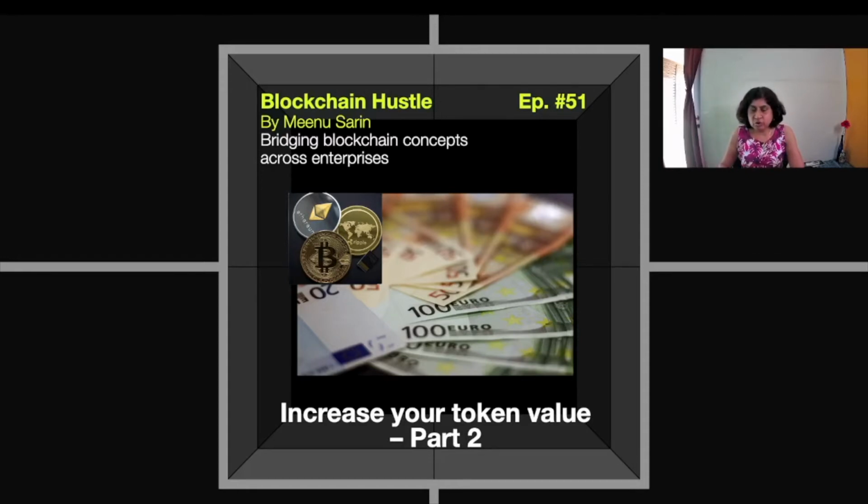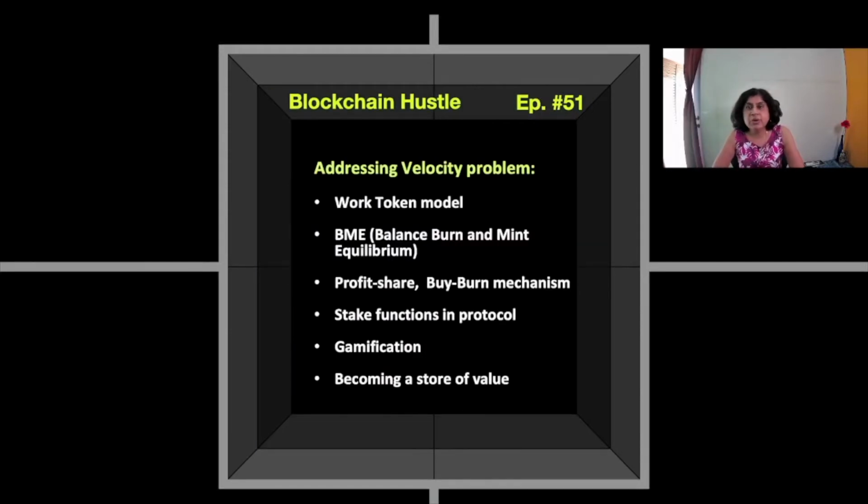Now, we've been talking about a few ways by which projects can address their velocity problem, and this would help towards increasing the value of the token. In the previous episode, I listed out a few of these mechanisms by which you can address this velocity problem, and I looked at the work token model. In today's episode, I will look at another mechanism which is called BME, which is a balance, burn, and mint equilibrium.